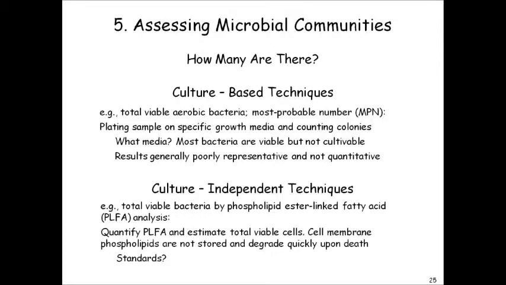There are a number of culture-independent techniques. The most common one that I've seen is the phospholipid fatty acid analysis. These chemicals aren't stored in dead cells, so they really are a fairly good measure of viable cells, not dead cells. In some cases, we can say something about the nature of the population by the nature of the fatty acids present. There are really no standards for this, so again, it's somewhat difficult to assess the direct numbers, but we certainly can assess whether the numbers are going up or down.